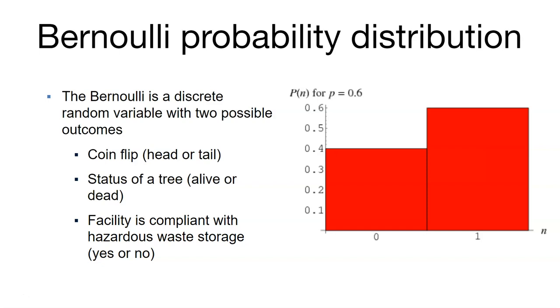So these are very common across life. Think about a coin flip. Think about the status of a tree. That tree might be alive or dead. You might inspect a facility if you're an environmental technician. You're going to inspect a facility and detect whether or not it's compliant with hazardous waste storage. And that's a yes or a no, a binary outcome, as we like to say. And so we'll talk a lot about the binary outcomes and how they relate to the Bernoulli distribution throughout this topic.